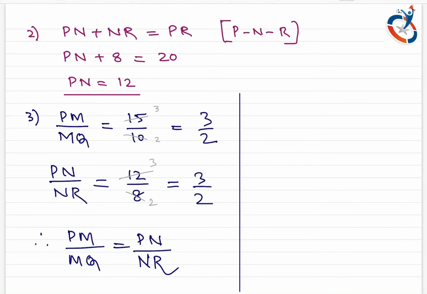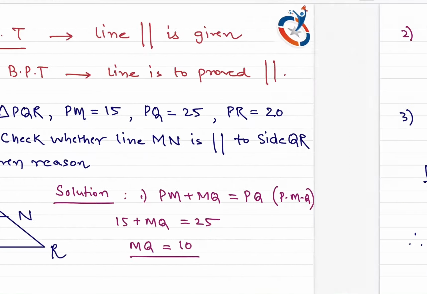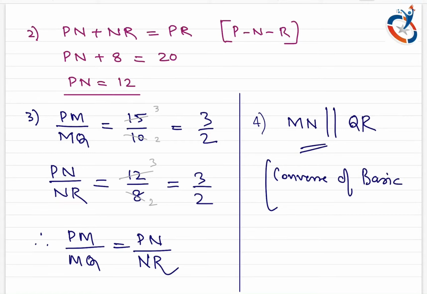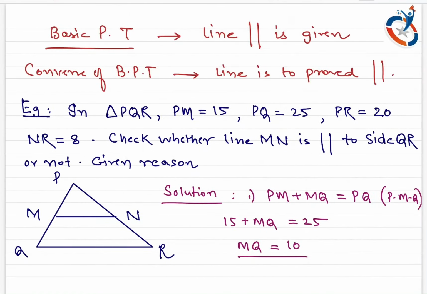Therefore your final answer, step number 4. Therefore you can say MN is parallel to side QR. And the reason you write here is converse of basic proportionality theorem. Is that clear? So if the ratios are equal, then the lines are parallel, that's the converse. And if the line is given parallel, then the ratios are equal, that's the basic proportionality theorem.